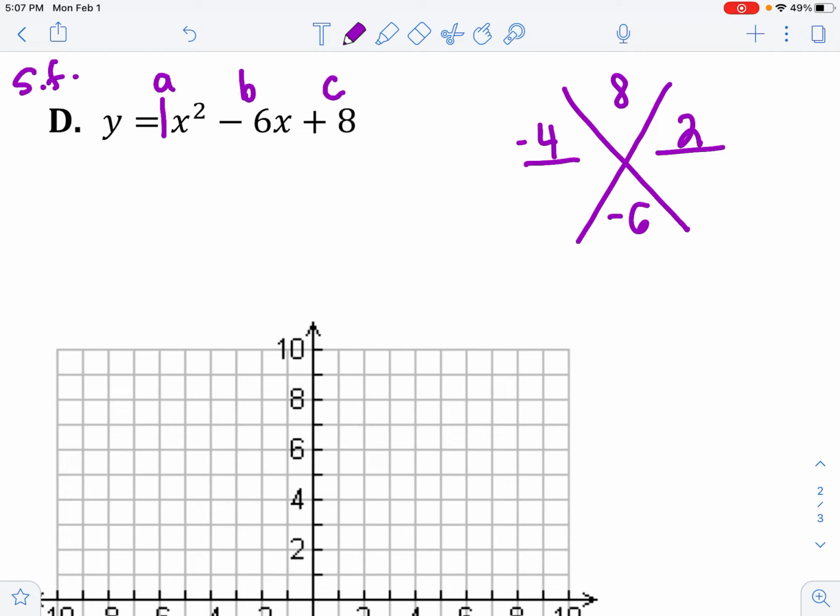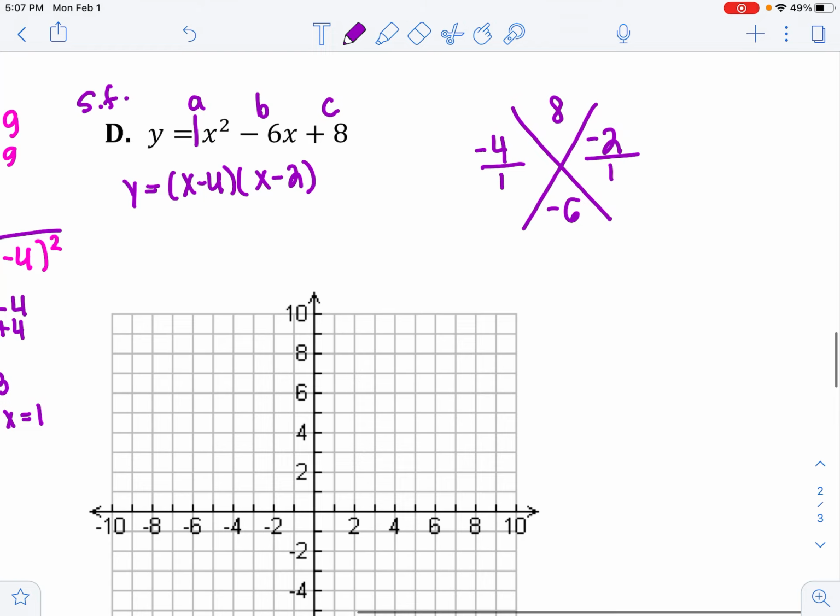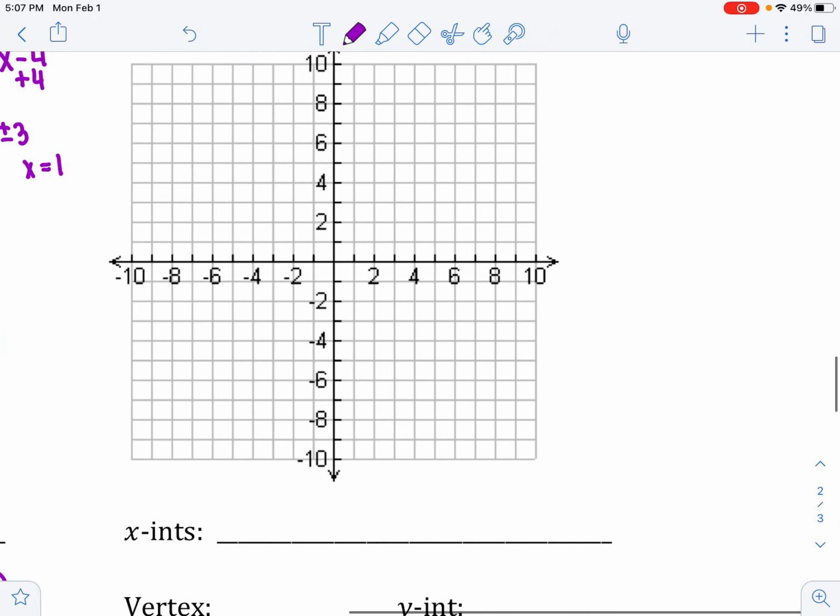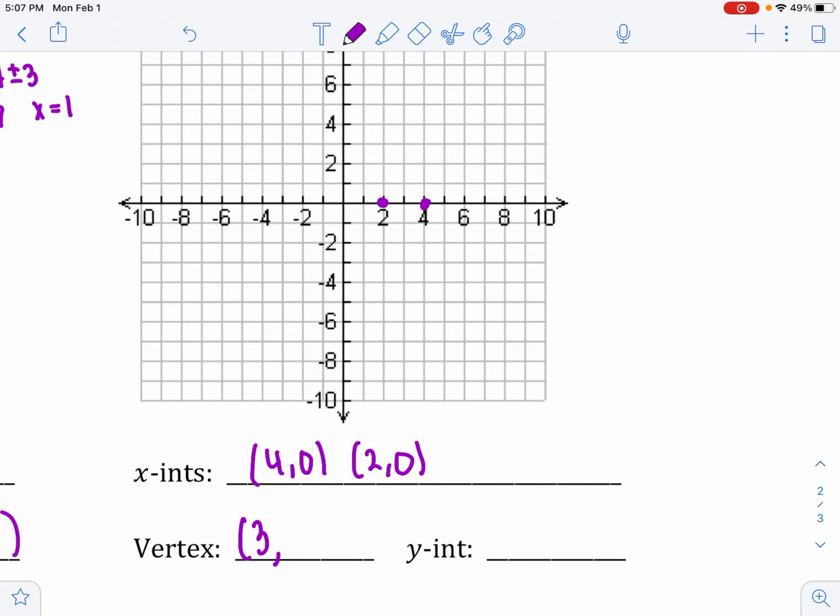So 4 times 2 is 8, but that doesn't give me negative 6. But negative 4 times negative 2 is also 8, which adds to give me negative 6. That works. Divide by A, which is 1. And we have y equals x minus 4 times x minus 2. Now I can find my x-intercepts by setting y equal to 0 and solving. So I have x equals 4 and x equals 2. So my x-intercepts are 4, 0 and 2, 0. Right in between is 3.